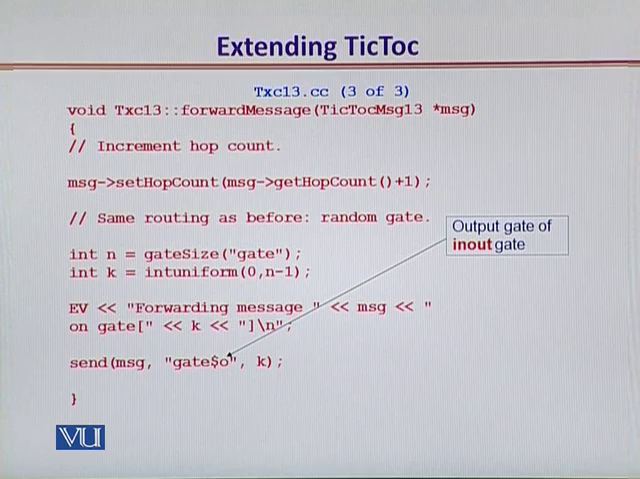We see something interesting here, that the send method has the first argument as the message itself. The second argument actually shows that we are using the out gate of the gate that we defined, because the gate that we define now has both input and output options. Now we are using the output option of it.